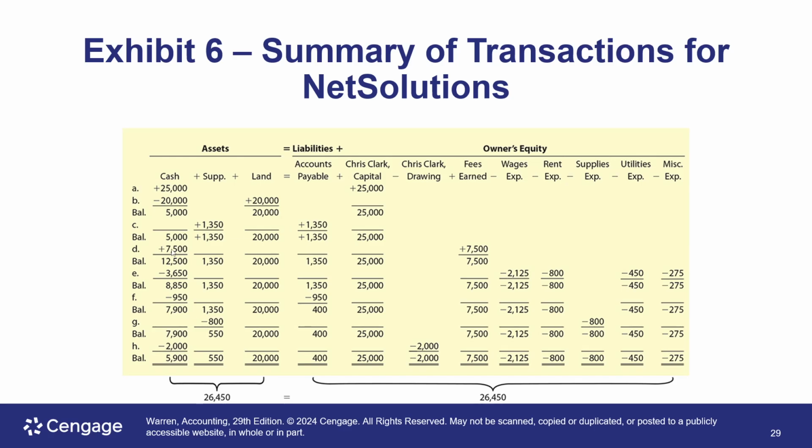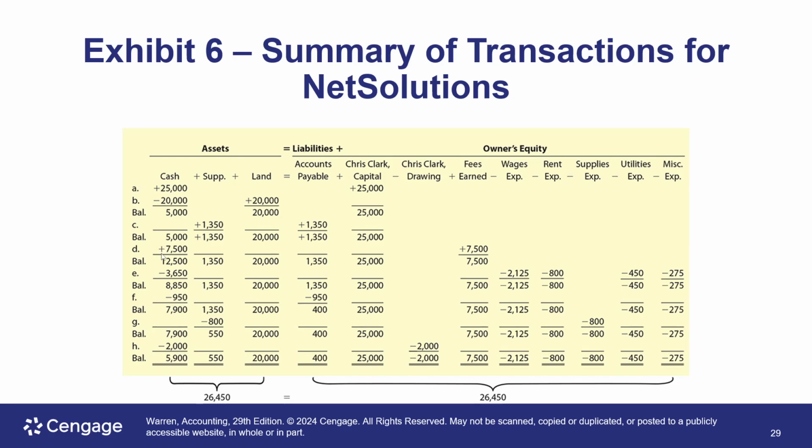And now anytime over here we have a positive amount, that's a debit to one of these asset accounts. We have a negative, that's a credit to the asset account. So if we were going to look at, let's say, this transaction here, E, these wages, even though they show negative, they're negative because they serve to reduce owner's equity, right? So we would have a debit to wages expense, rent expense, utilities expense, and miscellaneous expense, and a credit to cash for $3,650, and then these amounts respectively for each of those accounts as debits.